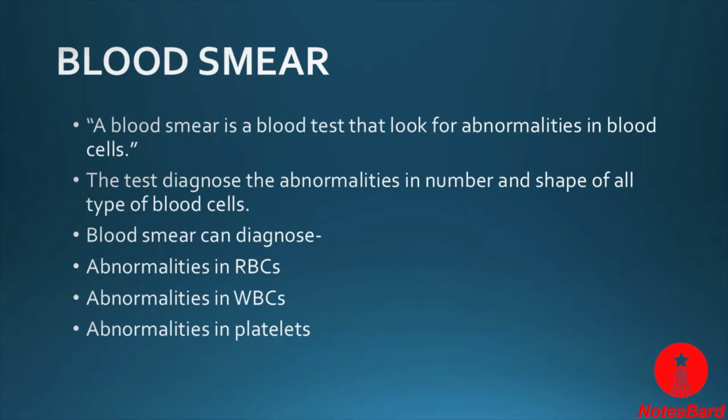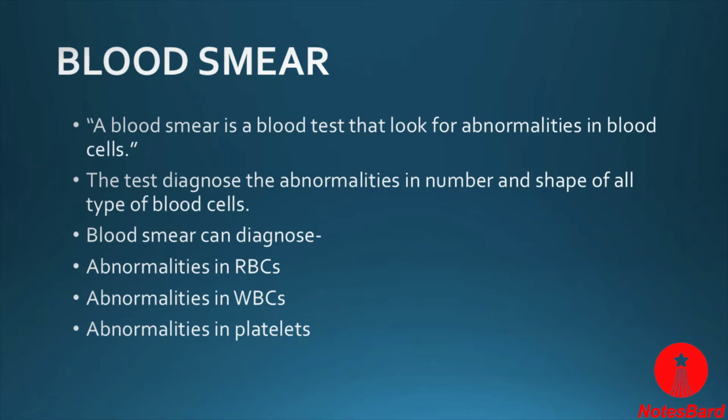So let's start with the introductory part about the blood smear. There are some characteristic features and some basic facts about the test. Let's understand. As we have discussed, it is a type of blood test that looks for abnormalities in the blood cells, and it includes all the types of blood cells including RBCs, WBCs and platelets. So the test diagnoses all the abnormalities in the number and shape or the type of the blood cells, and that's why it is considered a qualitative and quantitative blood test.